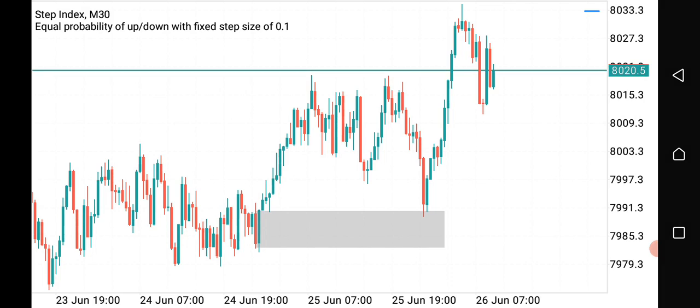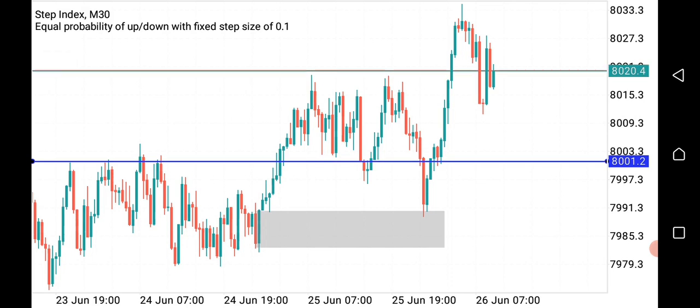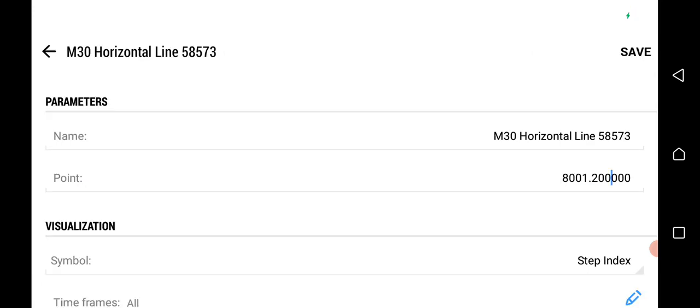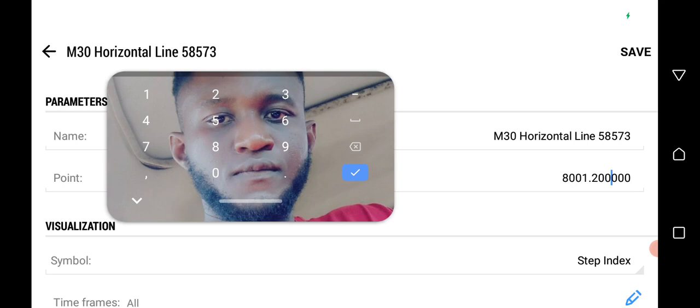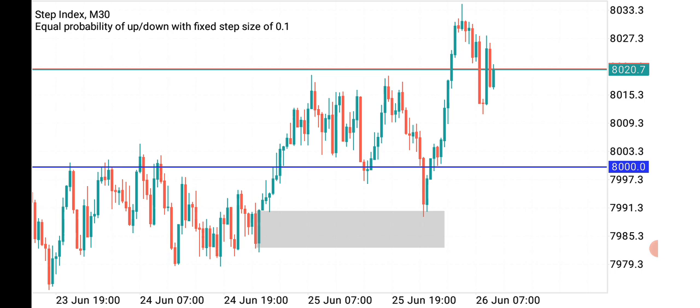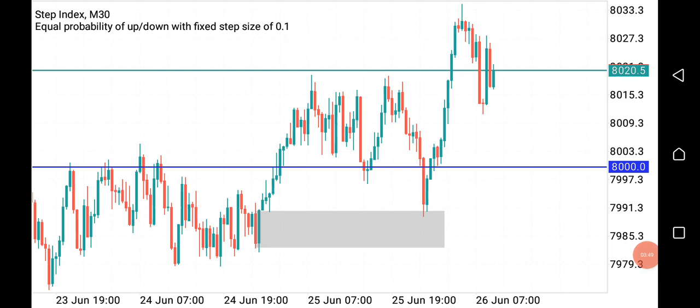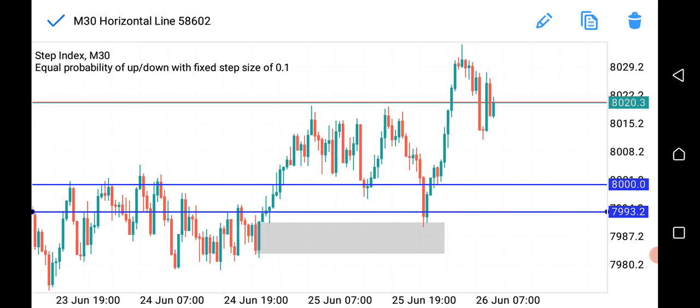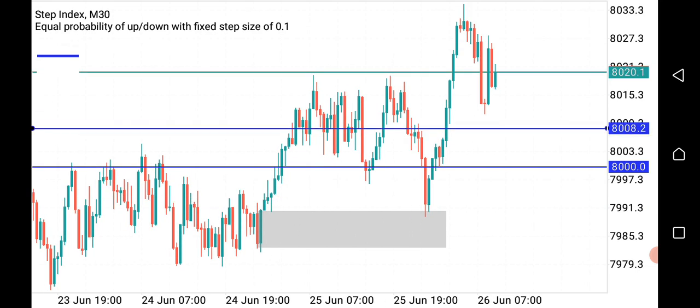So if I place this blue line randomly, let's set it. Remember, you count in 50s. First of all, you start with 8,000. The next one is going to be 8,050. So save. You see where the line placed itself at 8,000. Let's add another line. I'm going to bring this one above. It's going to be 8,050, right?